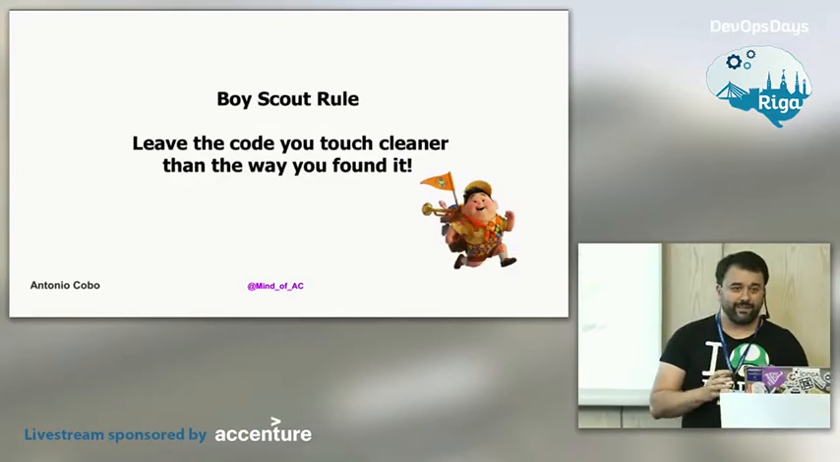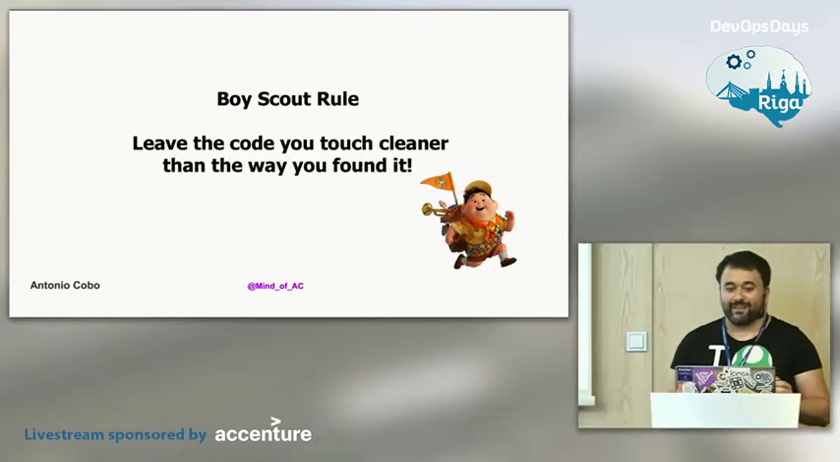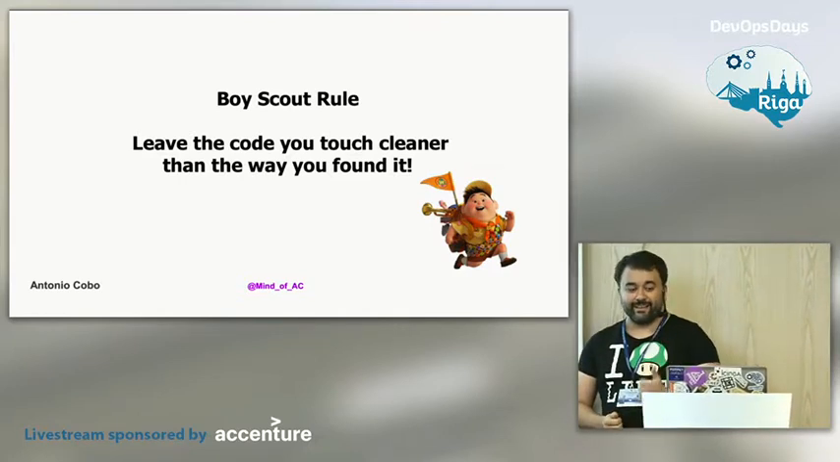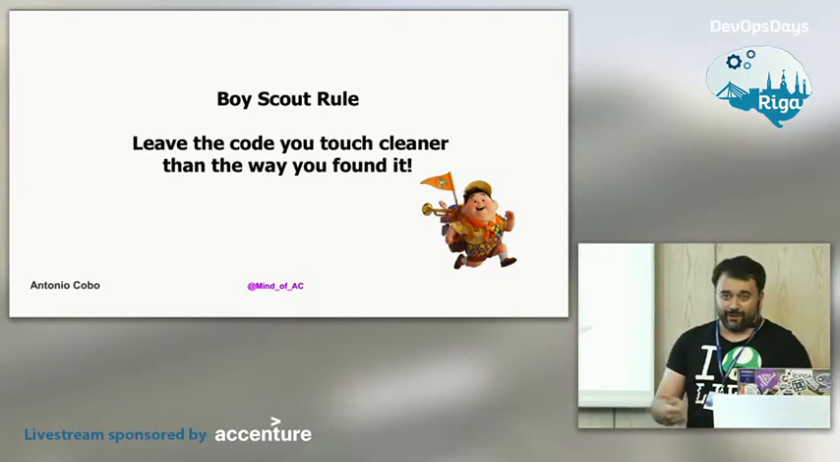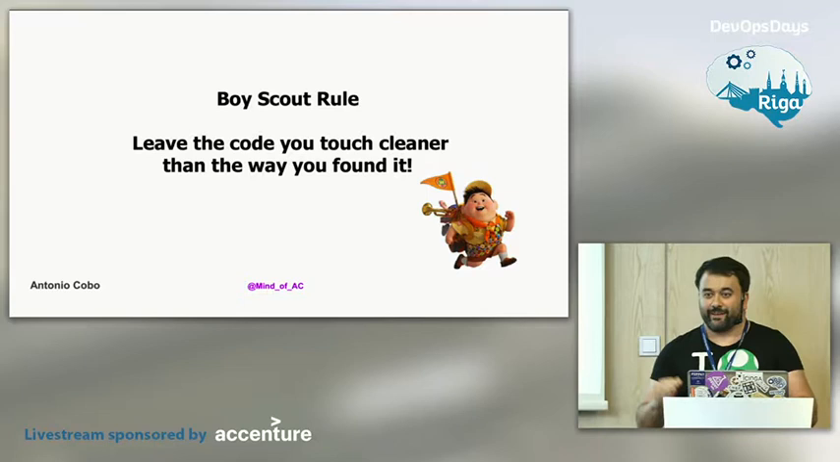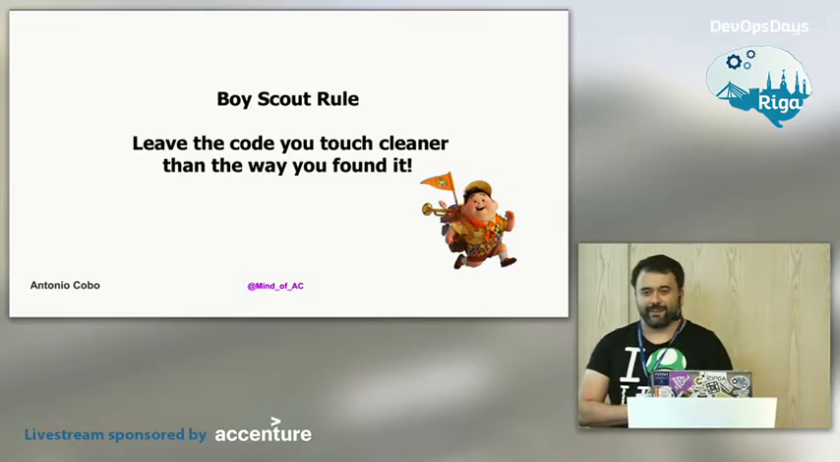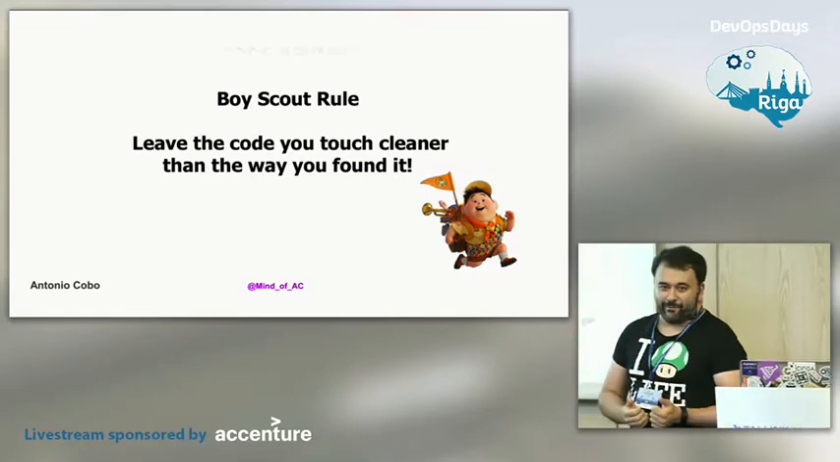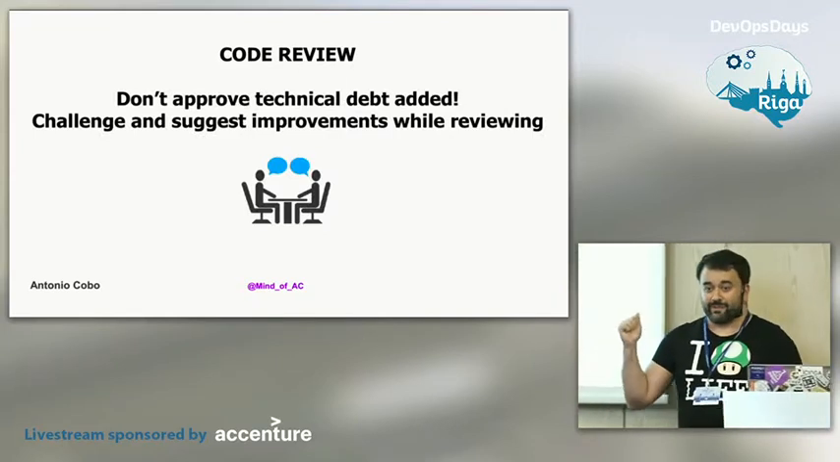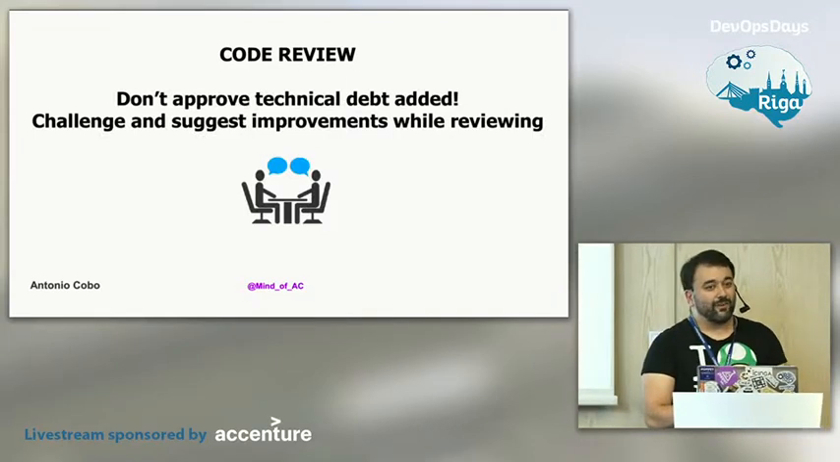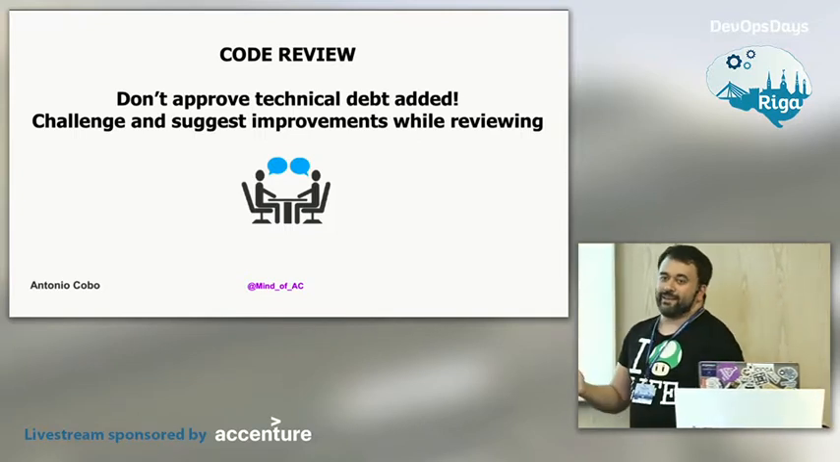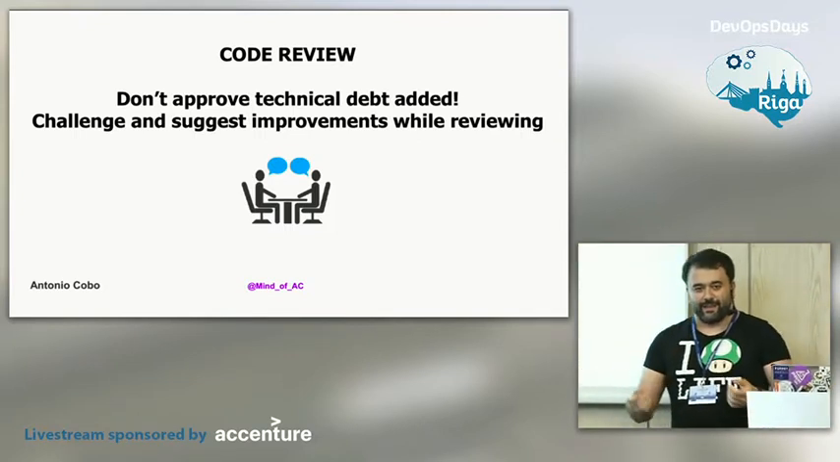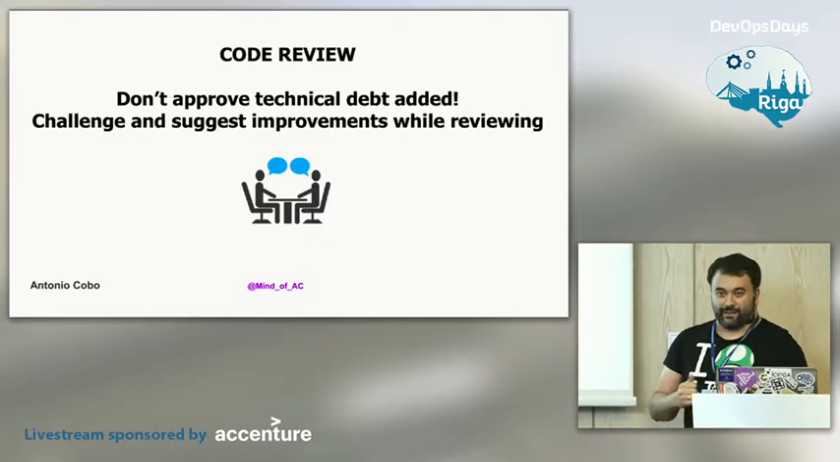Two quick rules that you should always keep in mind. Whenever you are going to code something, be a Boy Scout and try to leave the code cleaner than the way you found it. If you spot a small improvement, correct it straight away. Don't just say, okay, I'll add a new technical debt ticket, and that's all, I don't need to do anything more. No. And in code review, don't approve it if you see a big technical debt. Challenge it, discuss, deal with it, or add a new ticket.